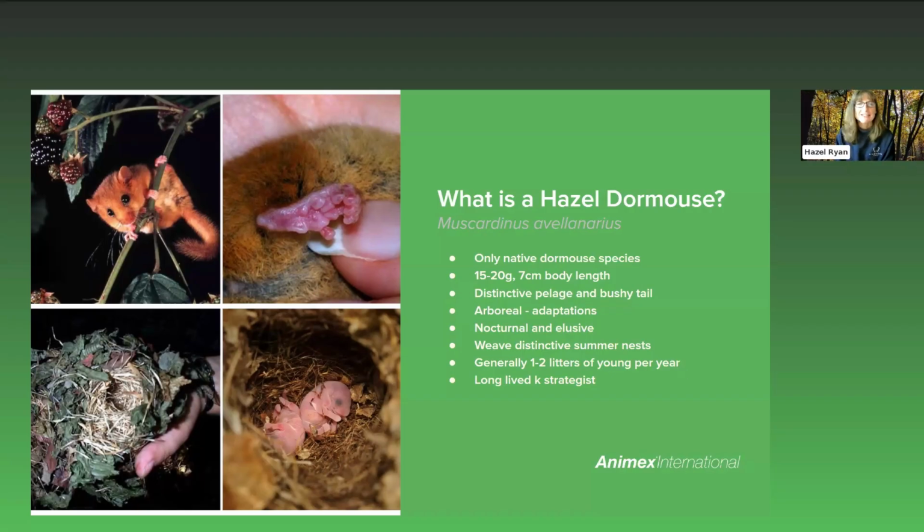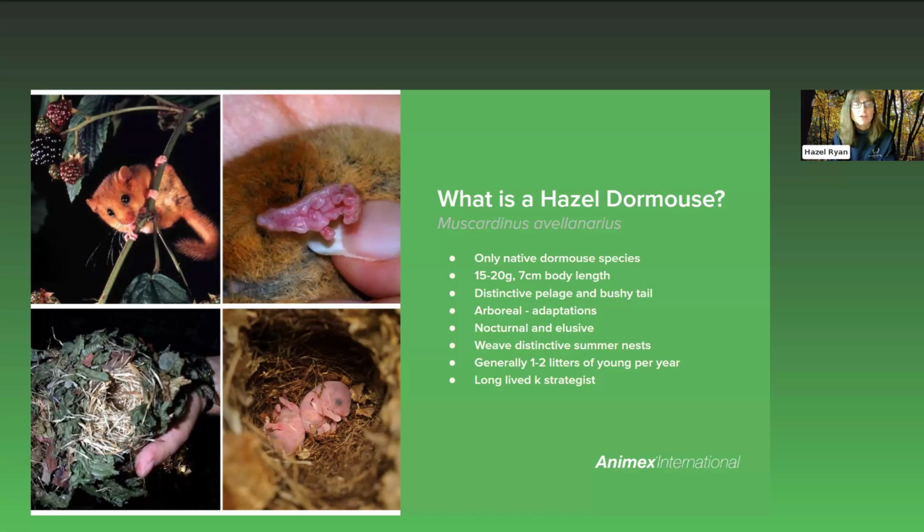So dormouse ecology is a massive, detailed topic, and I could happily talk about it all day, so I'm just going to give you a bit of an overview today. The Hazel dormouse is our only native dormouse species in the UK. It's a small rodent in the Gliridae family, so that's separate from our other mice and voles. Generally the adults weigh about 15 to 20 grams, but this varies with the time of year, particularly prior to hibernation, when they're putting on body weight for winter, and they can actually double in size.